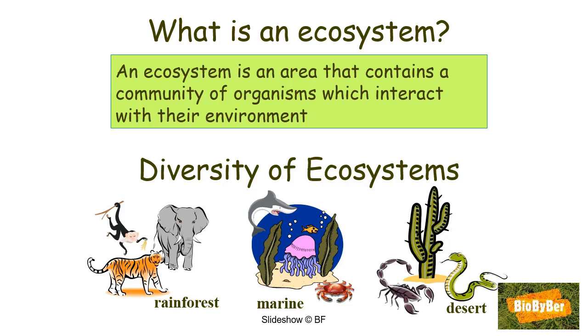Basically, you have a group of organisms like the monkey, the tiger, the elephant, interacting with each other and interacting with the environment, and that ecosystem is the rainforest. You can have a group of organisms like the shark, the jellyfish, the crab, the seaweed interacting with each other and interacting with the seawater, forming an ecosystem known as a marine ecosystem. Same thing with the cactus, the snake and the scorpion. They're interacting with each other, interacting with the environment, forming a large ecosystem called a desert.